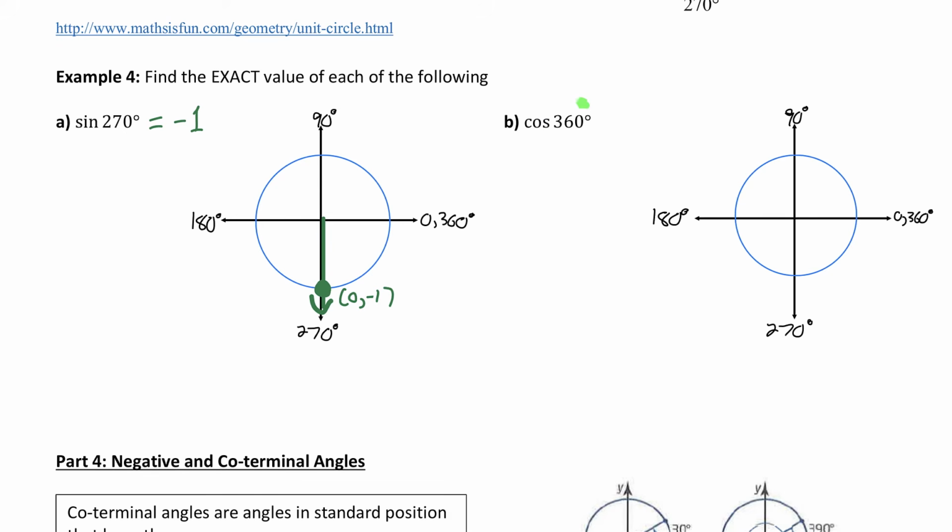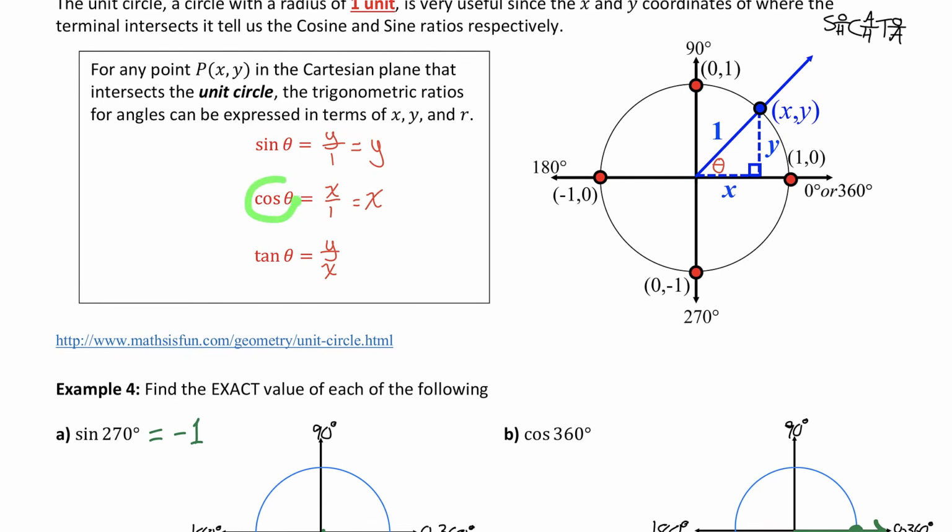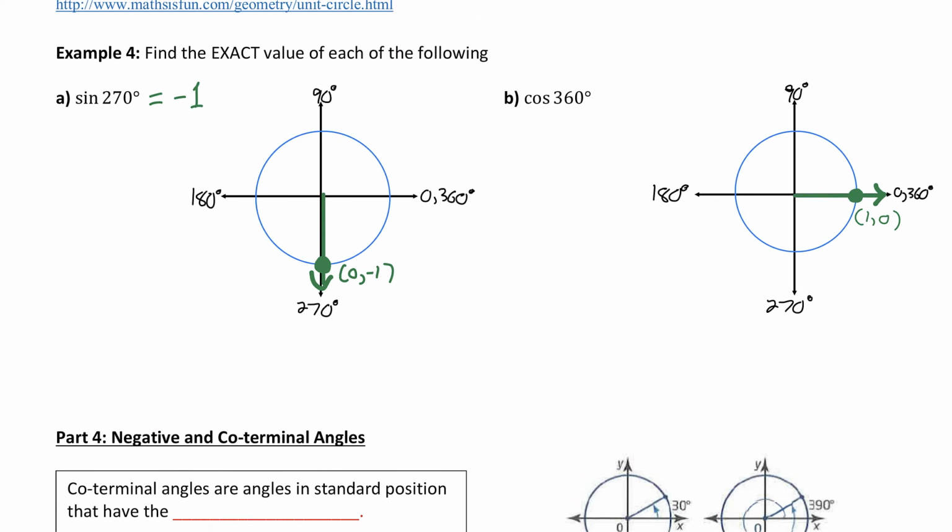If I want cosine of 360 degrees, well, I'll draw a terminal arm that is rotated 360 degrees. It would rotate all the way back to where it started at the initial arm. Because this circle is a unit circle, I know its radius is 1, so 1 unit in that direction brings me to this point right here, which is the point 1, 0. And if we remember, the cosine ratio of any angle is equal to the x-coordinate of where you intersect the unit circle. So the x-coordinate of where we intersect the unit circle is 1. So cosine of 360 is equal to 1.